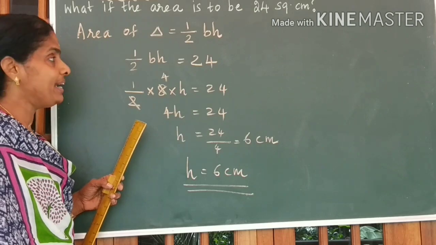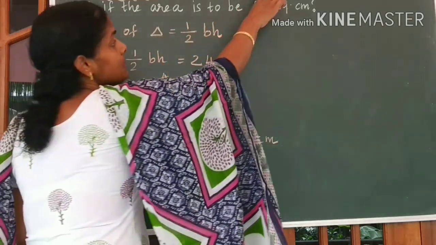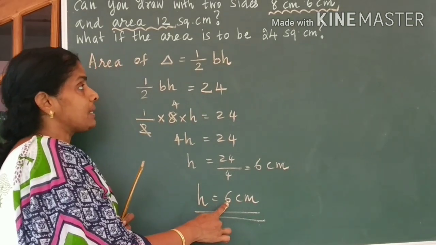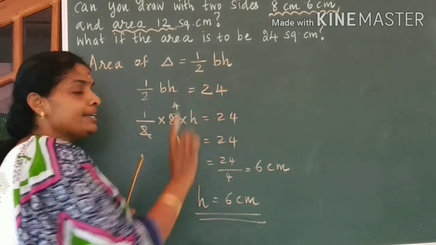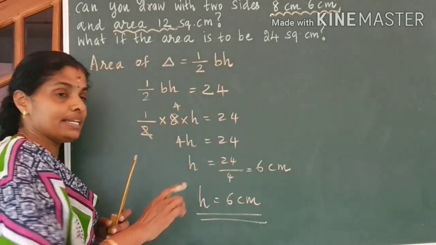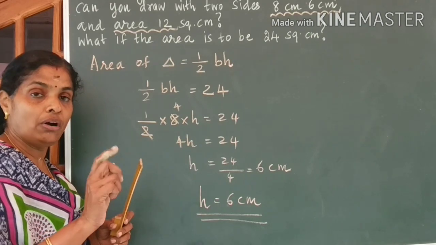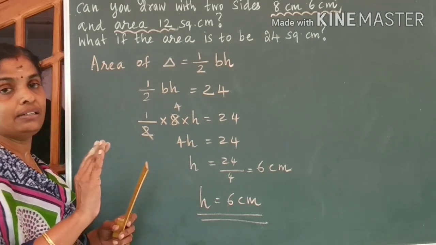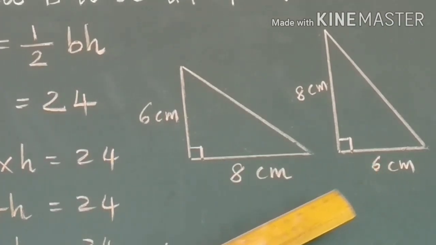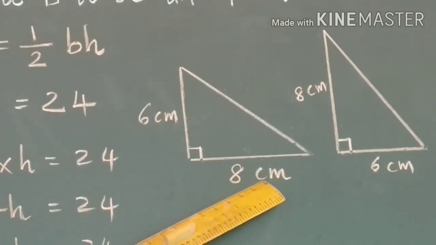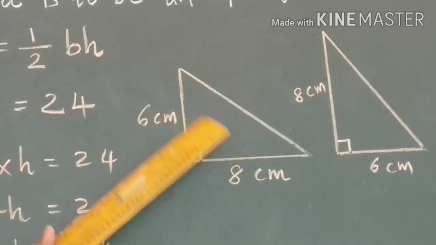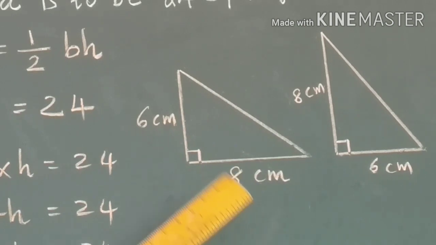From this, what did you understand? If the base is 8, then the height will always be equal to 6, because area is to be equal to 24. So using this measure, 8 and 6, you will be able to draw just one triangle. I will draw it. I have drawn the two figures here. If base is 8, height will be equal to 6. Okay, you get a right angled triangle.